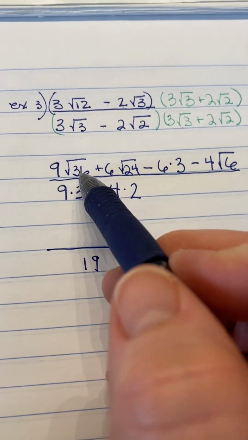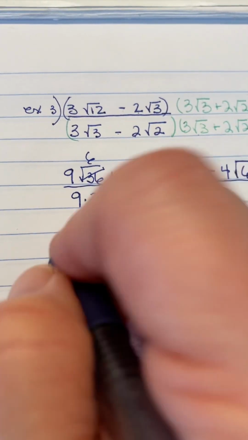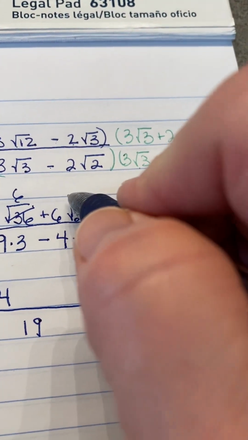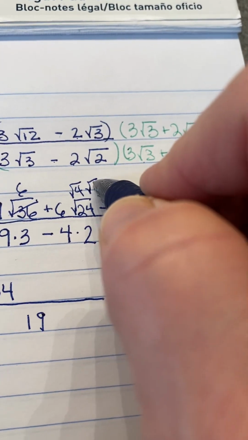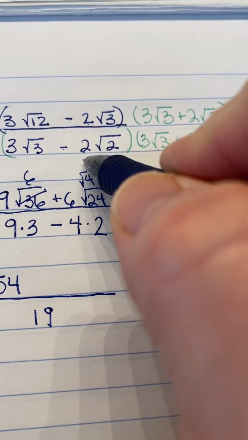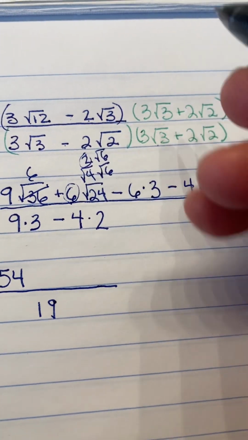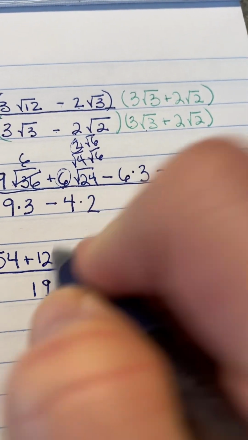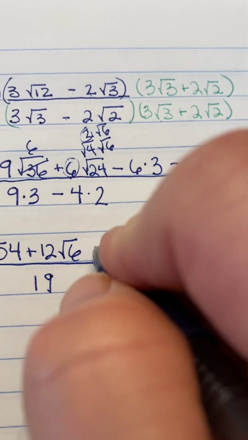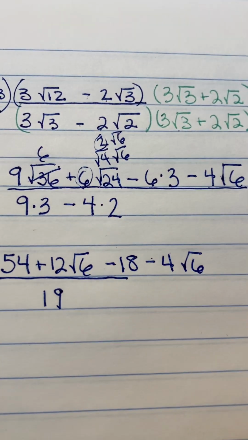And on the top, we knew that this was a 6, right? Square root of 36 is 6. So 9 times 6 would be 54. Now 24 can be factored into 4 times 6. I'm assuming that you have done this kind of simplification before. So that turns into 2 root 6. So this 6 times this 2 gives us 12. And then we have square root of 6. 6 times 3, 18. And then minus 4 root 6.